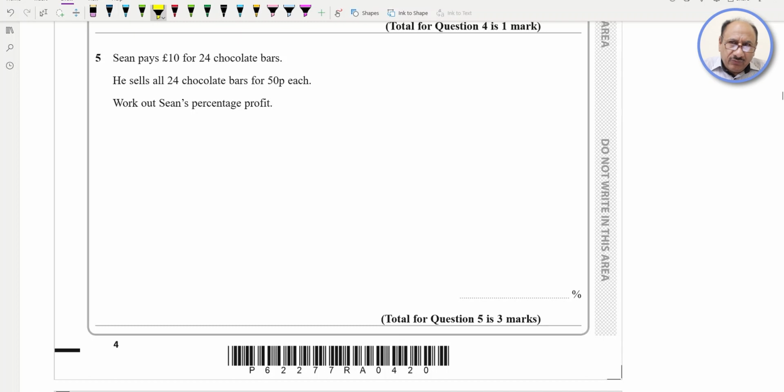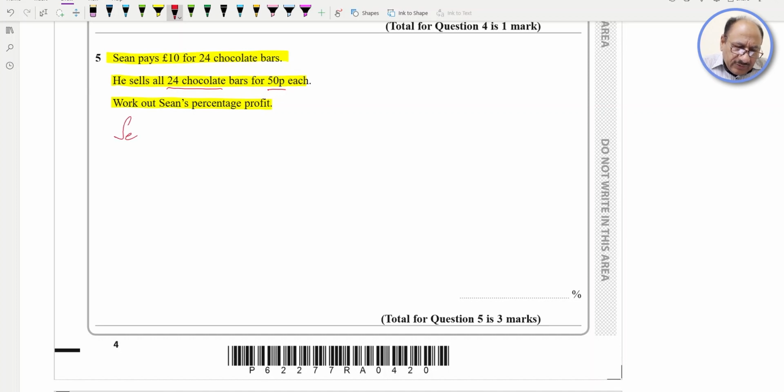Now question number 5. Question number 5 says Cian pays £10 for 24 chocolate bars. He sells all 24 chocolate bars for 50 pence each. Work out Cian's percentage profit. So first of all we will have to calculate the selling price, which is by selling 24 chocolates each at the price of 50p.